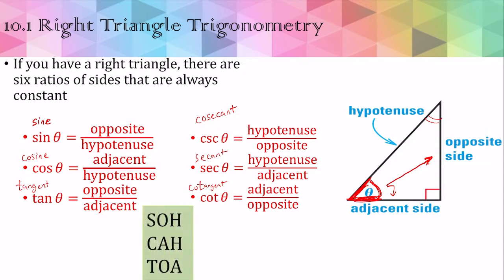The way to remember this is SOHCAHTOA. Sine is opposite over hypotenuse. Cosine is adjacent over hypotenuse. Tangent's opposite over adjacent. And then just remember the reciprocals.